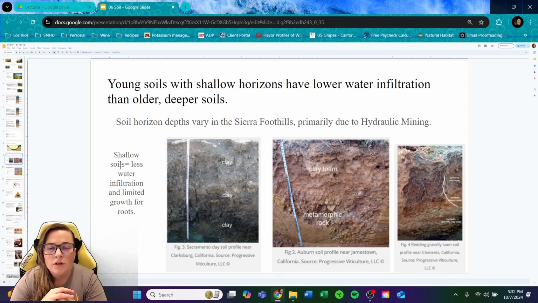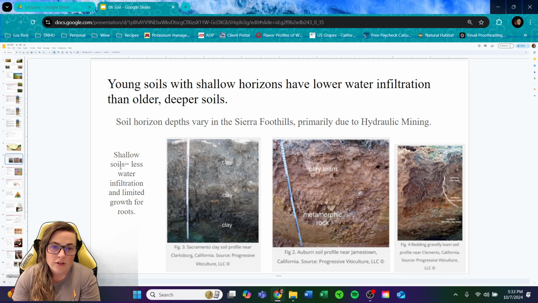Cool. So young soils with shallow horizons have lower water infiltration than older, deeper soils. So younger soils, shallow horizons, right? So you get to the bedrock, that very bottom horizon, much faster. There's less space for roots to grow, but there's also less ability for water to infiltrate or to penetrate through the soil, right? So it's going to be very difficult.